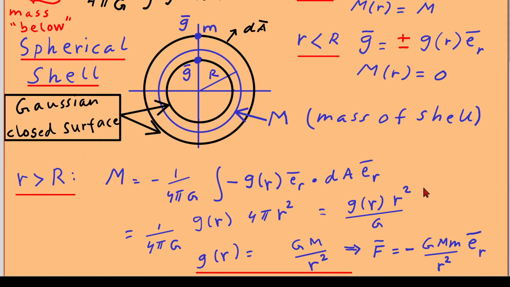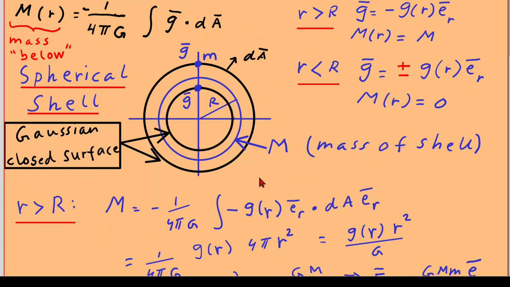So let's solve that. Now you see those minus signs, yeah, they cancel. And g_r on this surface, the field strength, is the same everywhere. This point is not more special than a point here. So by symmetry, it must be the same field strength. So when we integrate over the surface, this guy here is just going to be a constant.